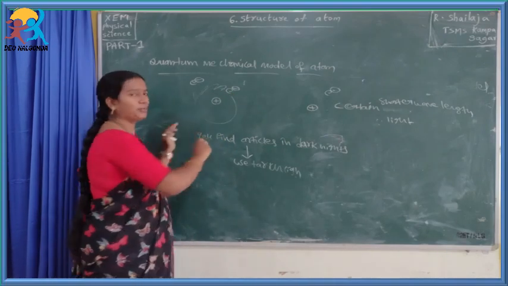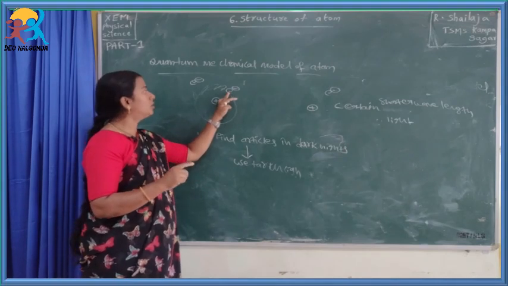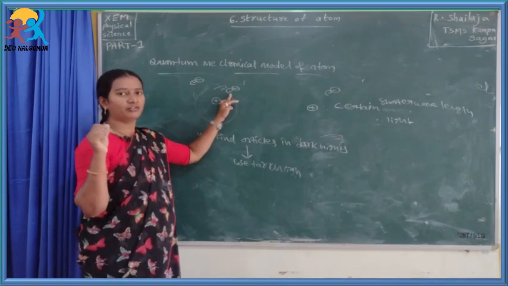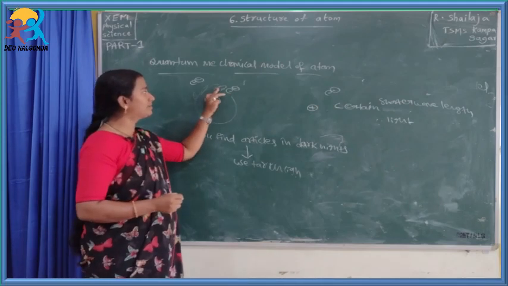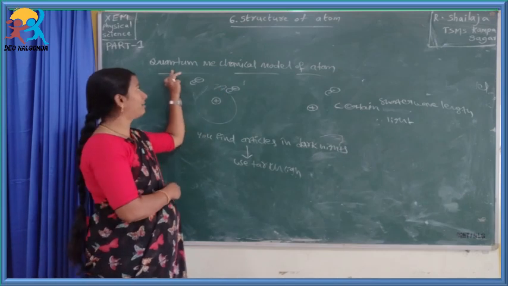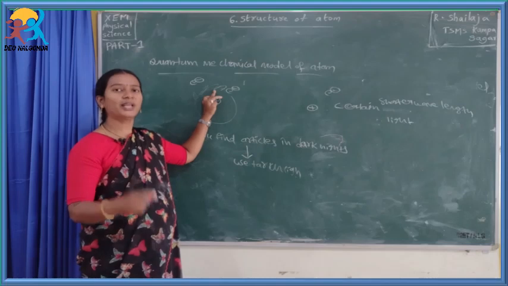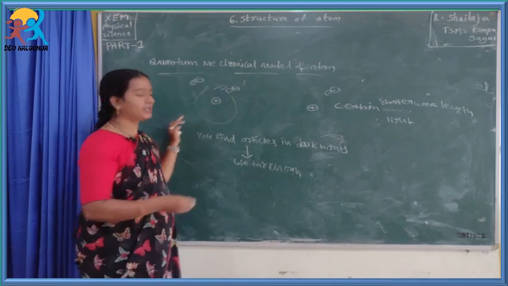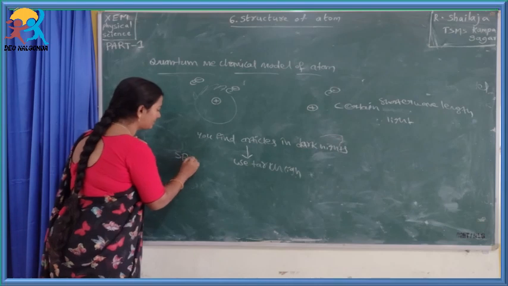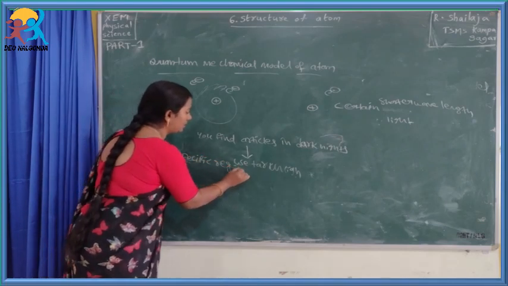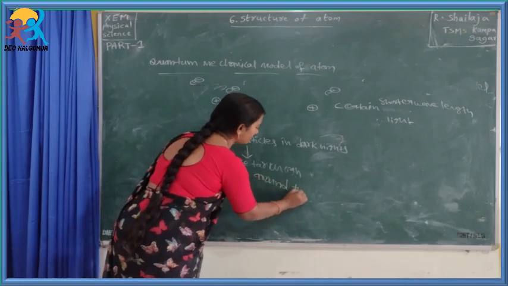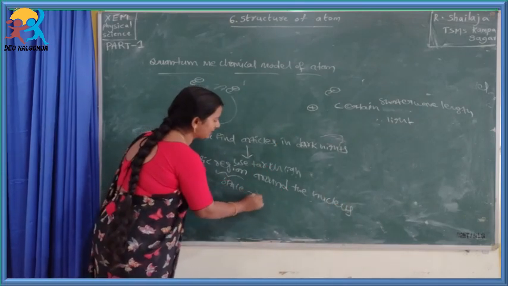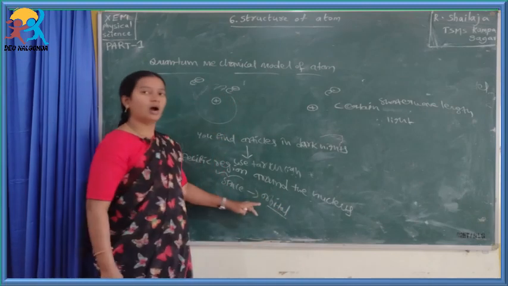Suppose the electron is continuously moving, and it is not moving in a definite path. So how do we find the electron, and how do we find its velocity? It could not be found by this model. In the quantum mechanical model, Schrodinger explained that the electron revolves around the nucleus in a specific region. That specific region or space is called an orbital.